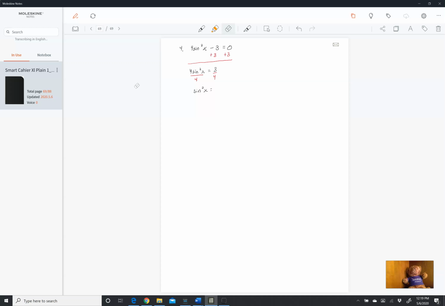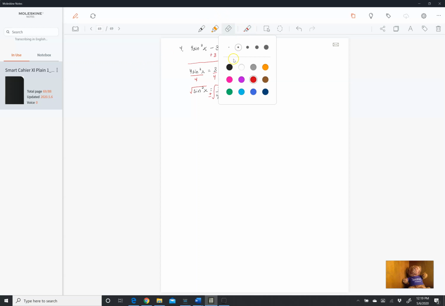Sine squared x equals 3 over 4. This is sine squared. We have to get rid of the square, so we take the square root. And it's plus or minus. Don't forget your plus or minus. Okay. So what do we have?